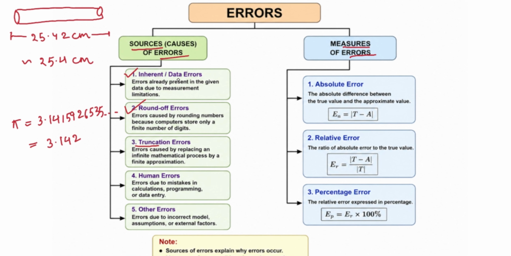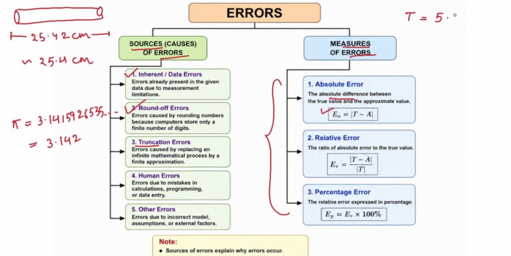Once an error has occurred, we need to measure it. Numerical analysis basically uses 3 standard measures. The first measure is absolute error. It is simply the absolute difference between the exact value and the approximate one. Basically, the mod value of the true value minus the approximate value. It tells us the magnitude of the error without considering the size of the original quantity.